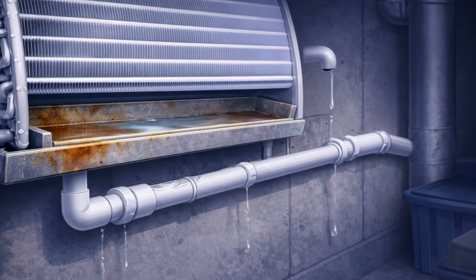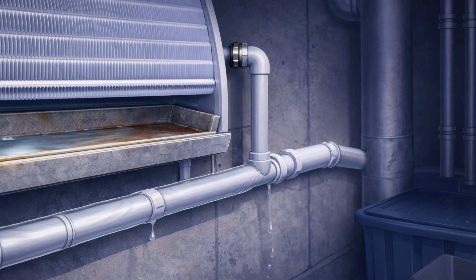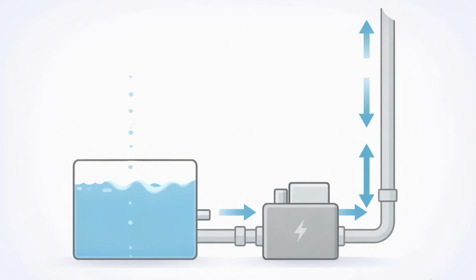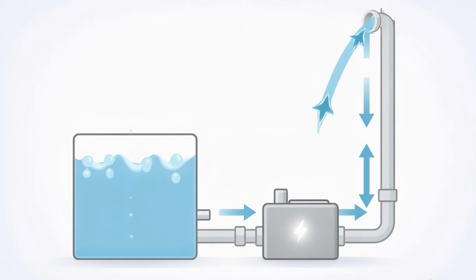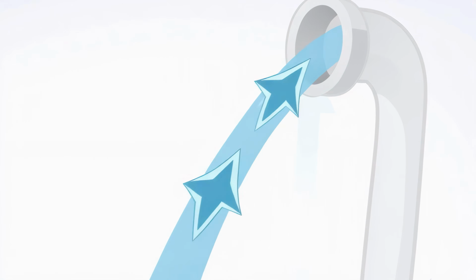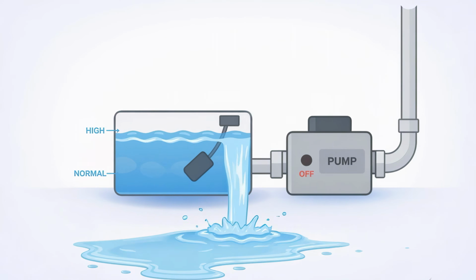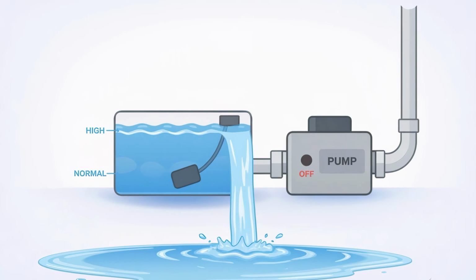In some homes, the AC is located in a basement or a spot where gravity can't do the work of draining the water. In these cases, your system uses a condensate pump. This is a small reservoir with a motorized pump that kicks in once the water reaches a certain level. Like any mechanical device, these pumps can fail. The motor can burn out or the internal float can get stuck. When the pump stops working, the reservoir overflows and you end up with a flooded floor.